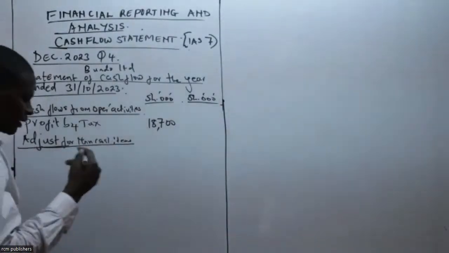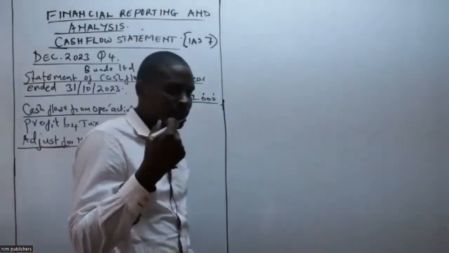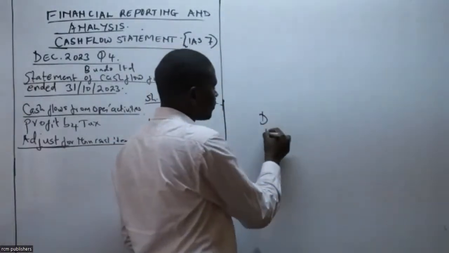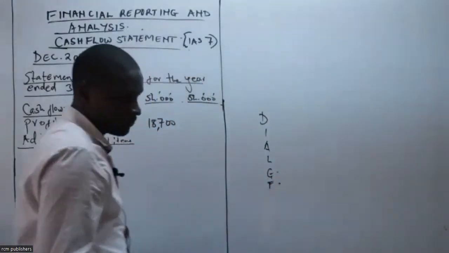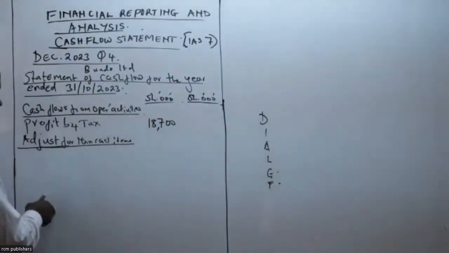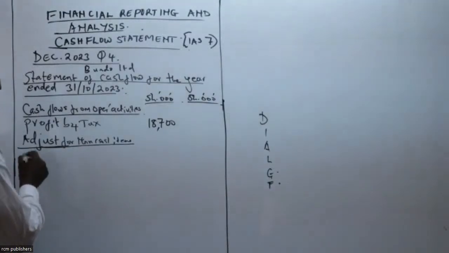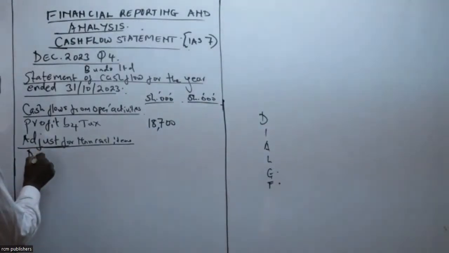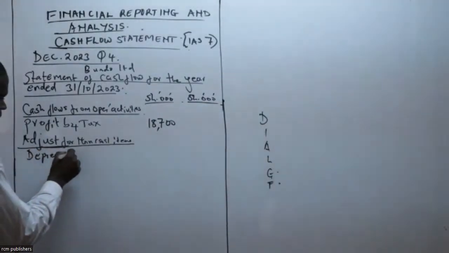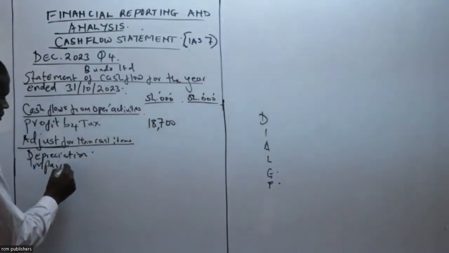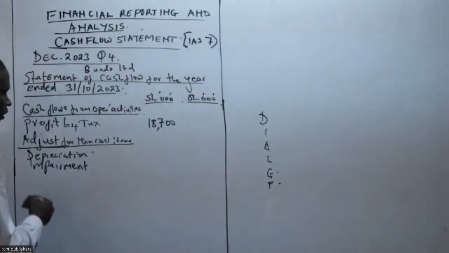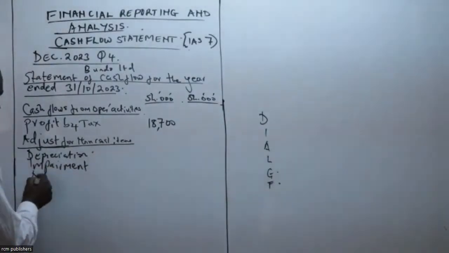So for our non-cash items, I gave you an acronym, and that acronym is DIAL GF. So if I come here and put my DIAL GF here, this is presenting depreciation, impairment, of course, impairment of intangible asset, amortization.